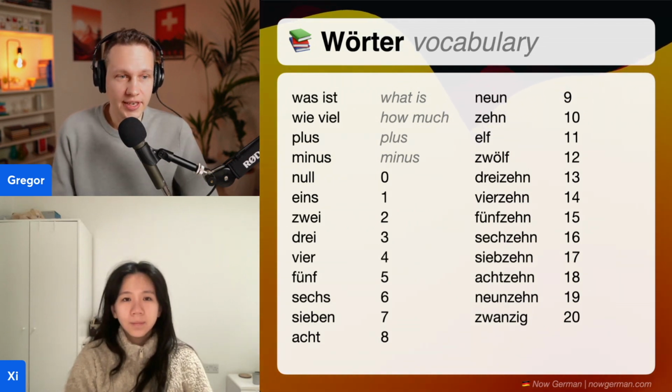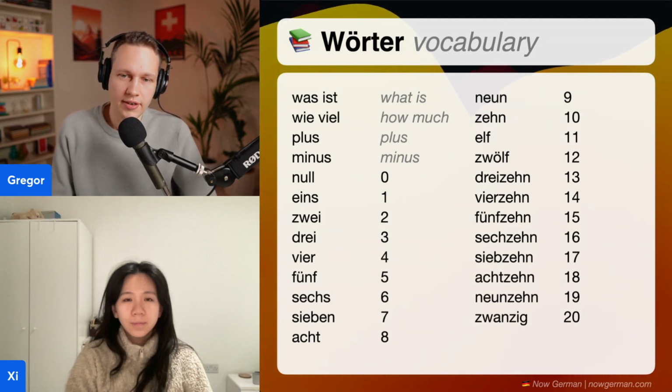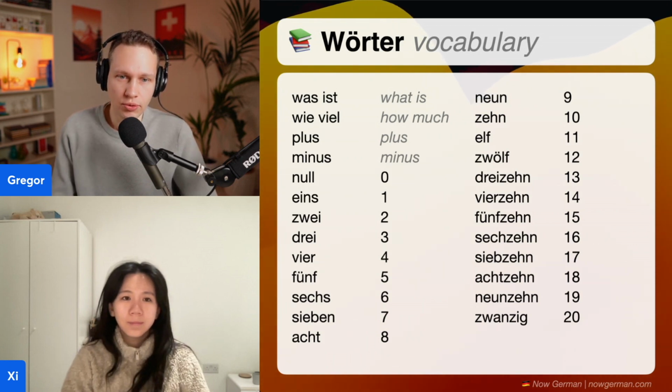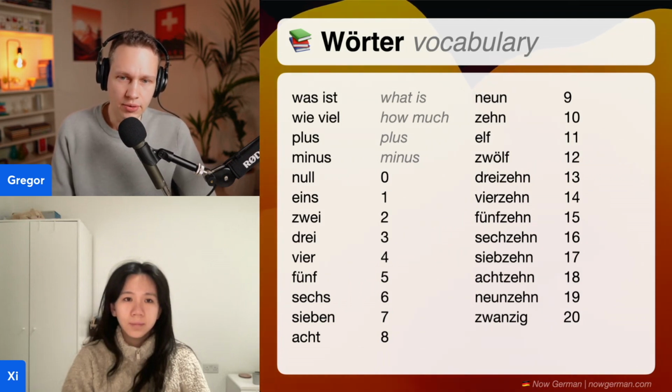And be careful, you did this very well. In this case, in German, we say U, not A. Like in English, you would say plus, but in German, you say plus, plus. Yes. And the same U sound is also there for minus. Minus. Which is, of course, minus.